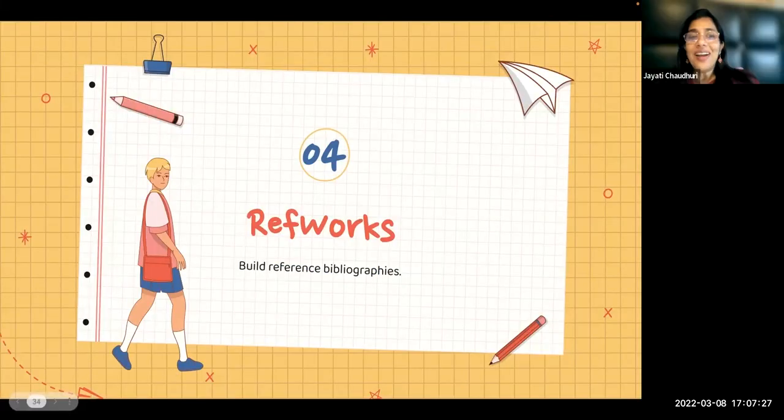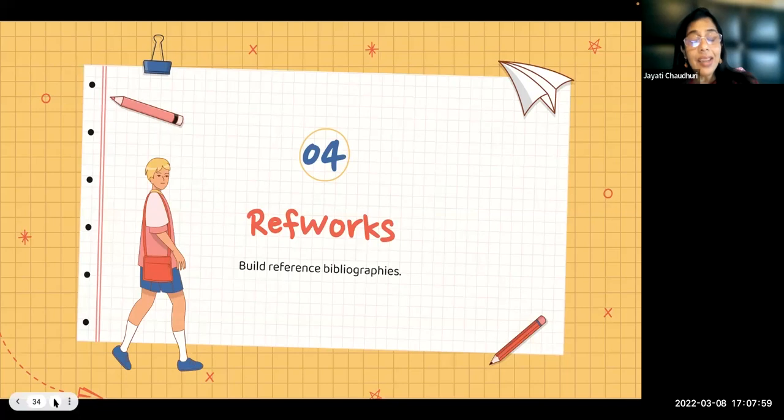Hello, everyone. So I'm going to introduce you to an online tool. The name of the tool is RefWorks, which will actually make your life, research life, much easier, because it does look overwhelming how you have to construct your APA citation in the references section, and how you have to insert the in-text citation in the body of your article.